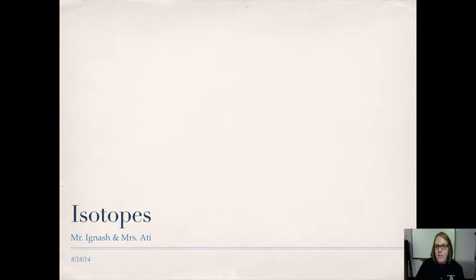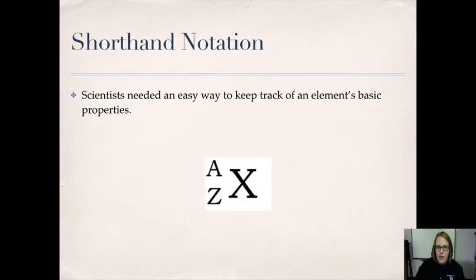Today I'm going to be talking to you about isotopes. First, we need to talk about shorthand notation. Scientists needed an easy way to keep track of an element's basic properties. So you can see on your screen, this is a generic way to set up a shorthand notation.